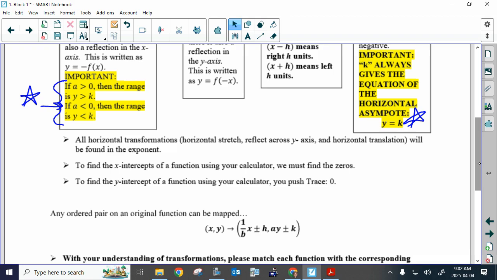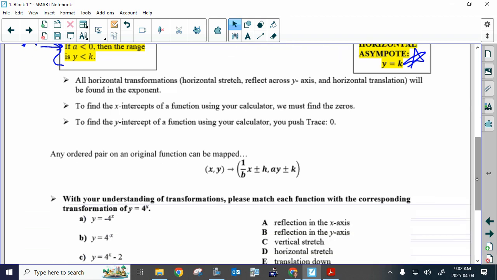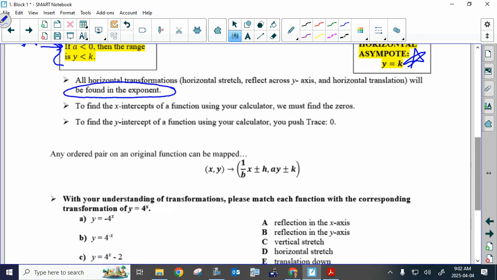Okay. We know the mapping, and now all we have to do is connect this. All horizontal translations, horizontal stretch, and reflection across the y-axis will be found in the exponent, right? To find x-intercepts of the function, you have to find the zeros of the function. To find the y-intercept, we trace zeros. So these are just calculator buttons, but we're going to have algebra that goes with this.